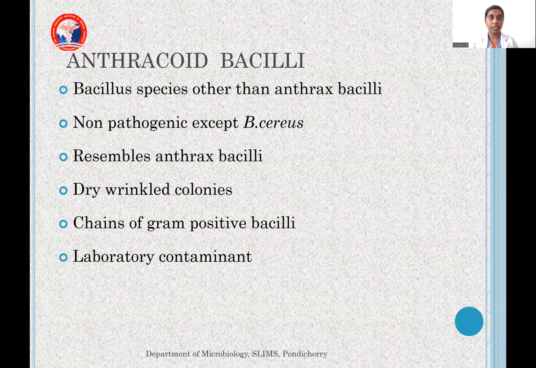Now the anthracoid bacilli: the Bacillus species other than the anthrax bacilli are termed anthracoid bacilli. Of the anthracoid bacilli, all are non-pathogenic except Bacillus cereus. They resemble anthrax bacilli. They have dry wrinkled colonies, and on Gram stain there will be chains of gram-positive bacilli. They are actually seen as a laboratory contaminant, but they are not anthrax bacilli. And the main difference I told earlier, they will be hemolytic, while the anthrax bacillus is non-hemolytic on blood agar. There are several other differences also. You can go through that in the textbooks.